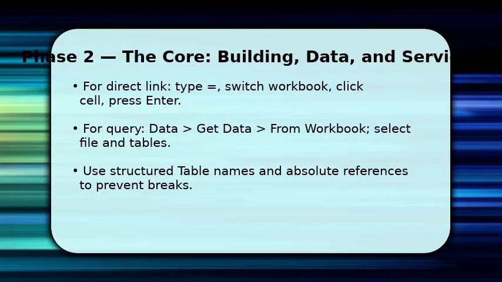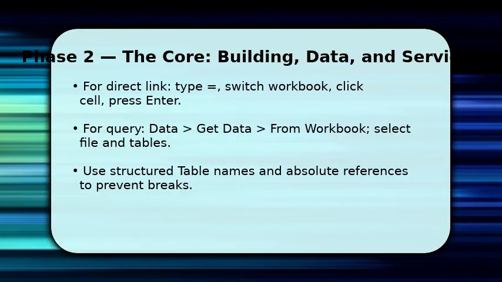You now create the actual connection. For a direct cell link, type an equals sign, switch to the source workbook, click the cell and press enter. Excel writes the external reference automatically.